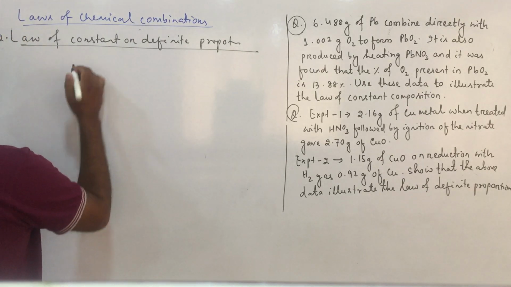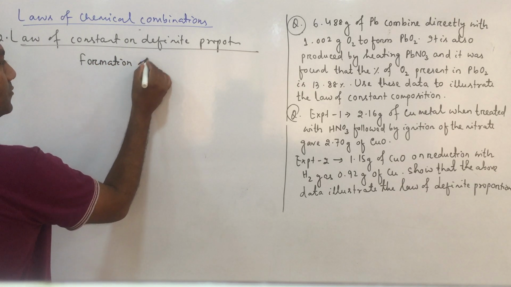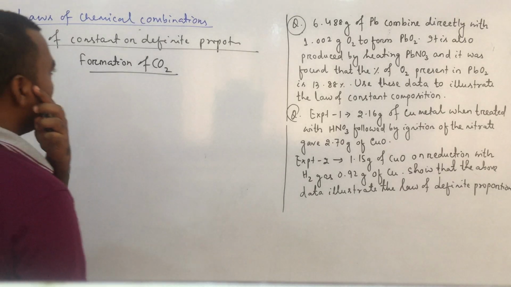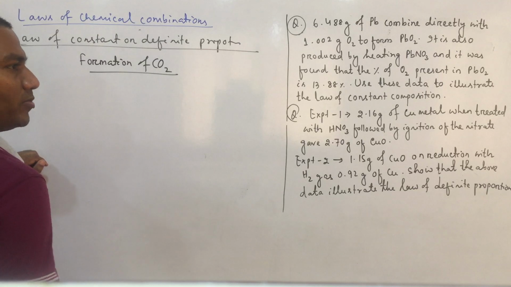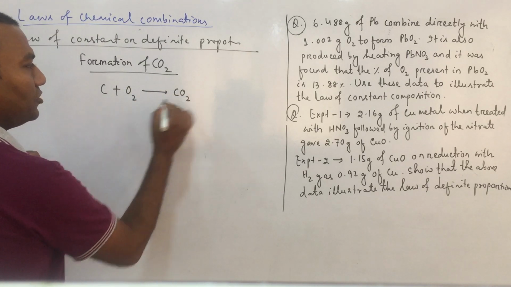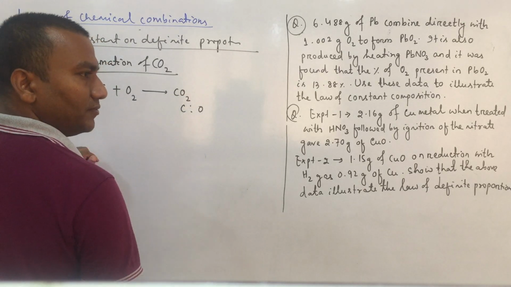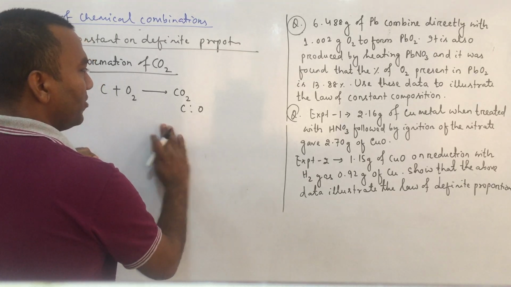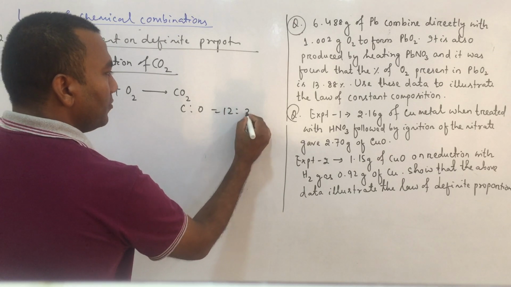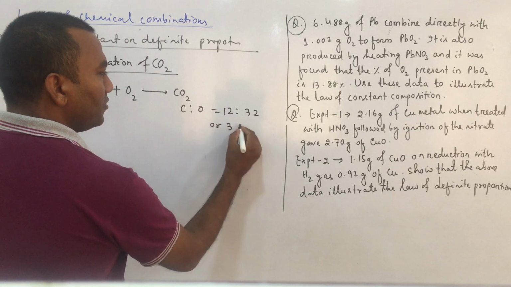Suppose we take one example: formation of carbon dioxide, CO2. Carbon dioxide can be formed by different processes, like carbon when combined with oxygen gives rise to CO2, a combination reaction. So what is the mass percentage ratio? The mass ratio equals 12:32, or if you take 4 as a common factor, 3:8.